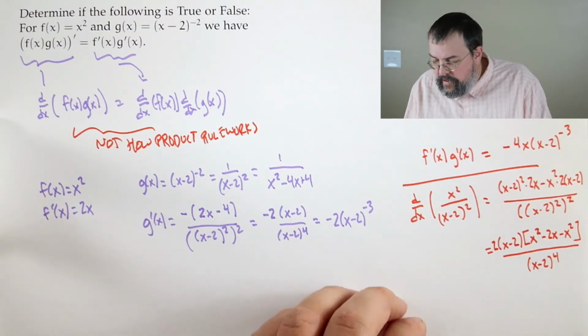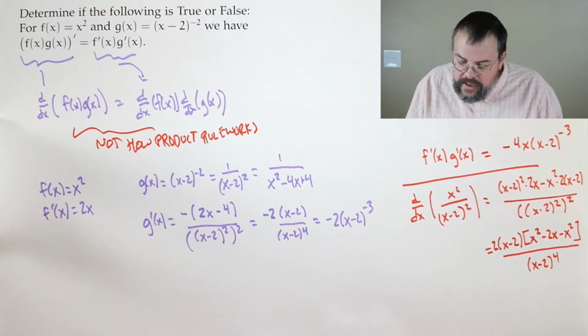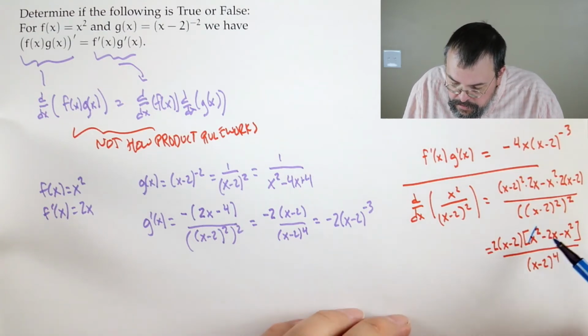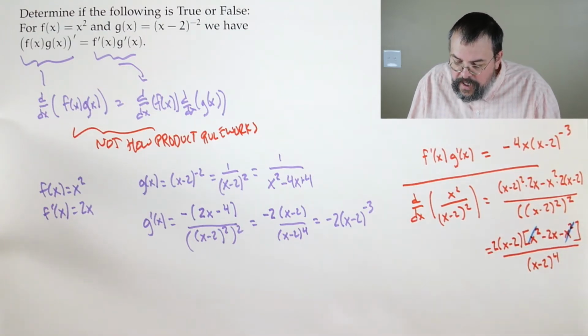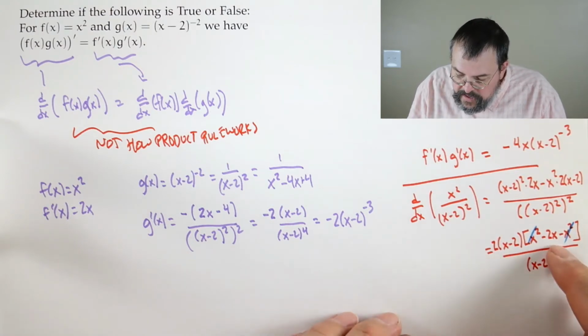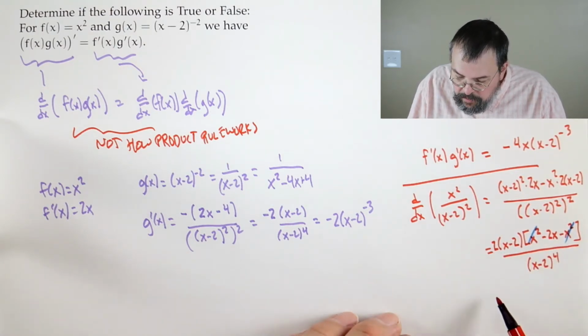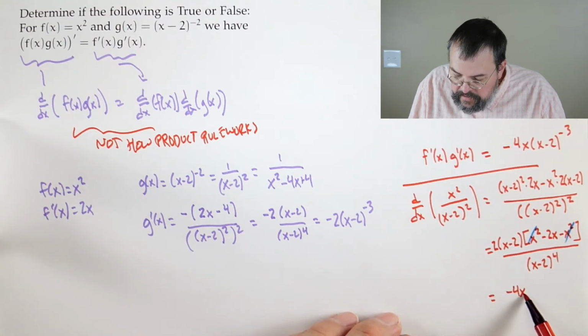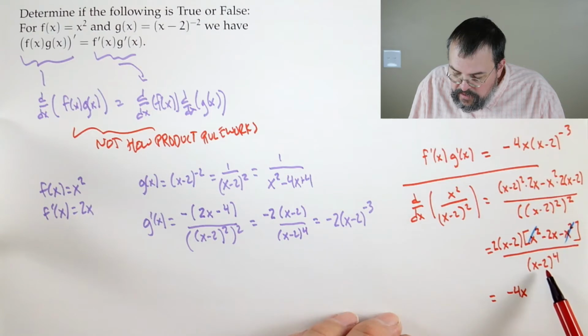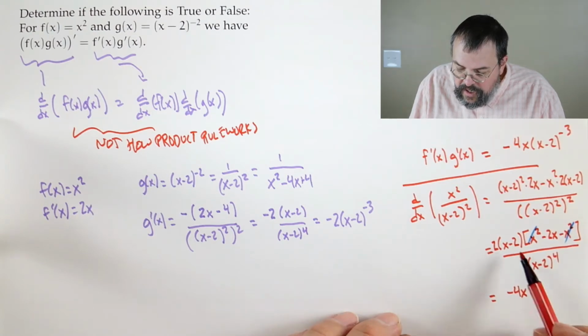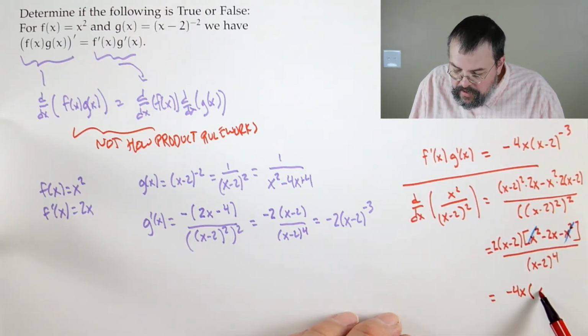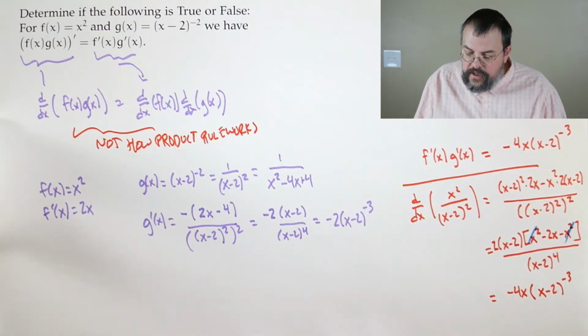Now, hey, this is nice. Do you see that? The x squareds cancel. So let's see, what do we have here? We've got 2 times minus 2x, which is minus 4x. There's an x minus 2, and here there's an x minus 2 to the 4th. We can put those together by subtracting the exponents. So that's x minus 2 to the minus 3. And okay, so there's our derivative.